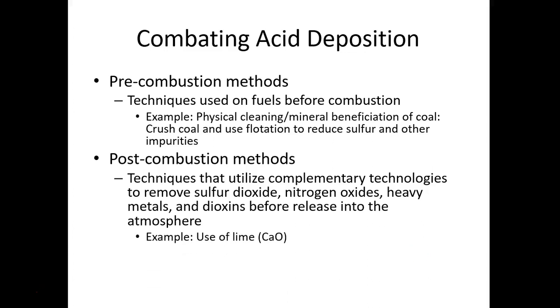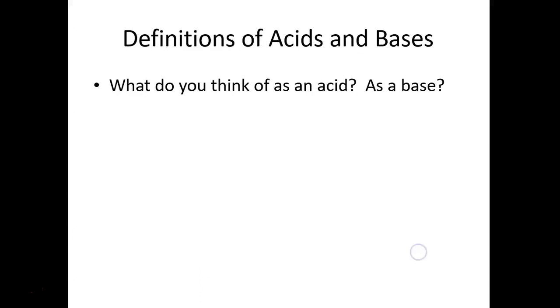An example of that is the use of lime, or calcium oxide. When calcium oxide reacts with sulfur dioxide, they'll form solid calcium sulfite. Because that calcium sulfite is formed, it's no longer going out of the smokestack as smoke, and it can actually be used in the production of sulfuric acid, so it's kind of a win-win.